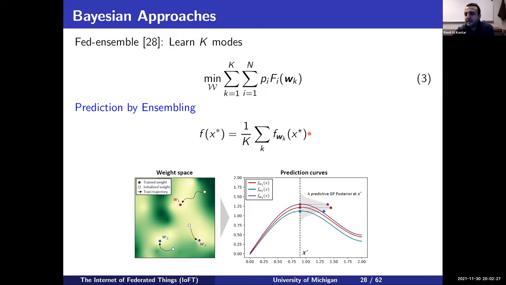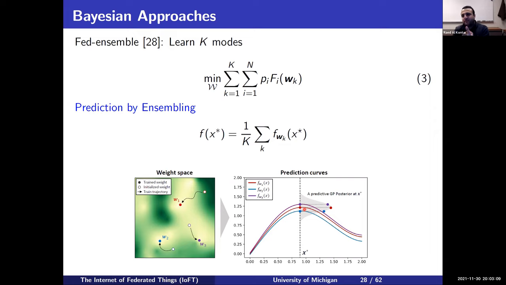And Fed Ensemble proposes this interesting approach to sample clients in a specific way. And then they eventually show that although you start from very different locations, although the initializations of different weights are very far away, and all the weights will converge into different locations, despite that, the predictions from all these weights belong to the same limiting posterior distribution, based on a neural tangent kernel argument. So basically, since all of them belong to the same limiting posterior predictive distribution, one can use these predictions to quantify uncertainty in your prediction.